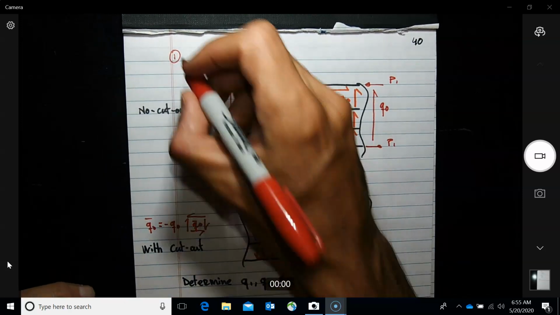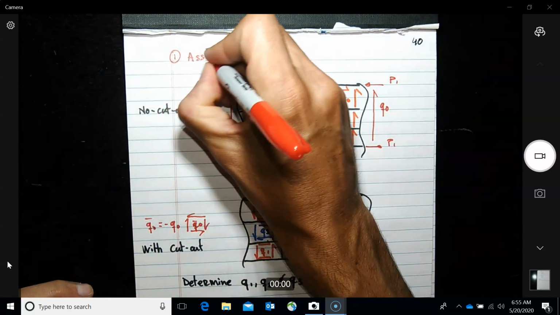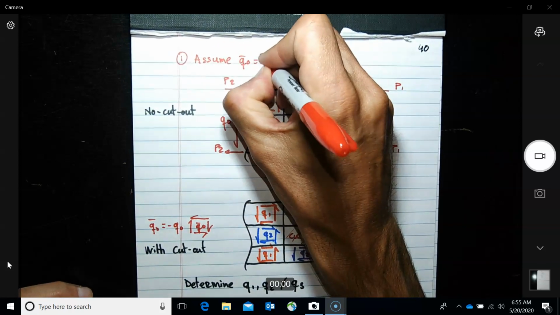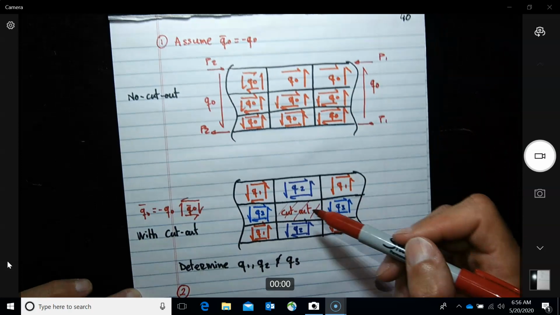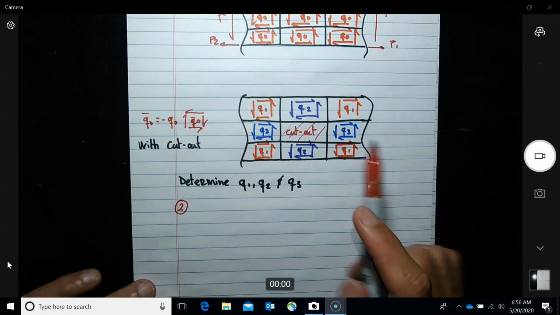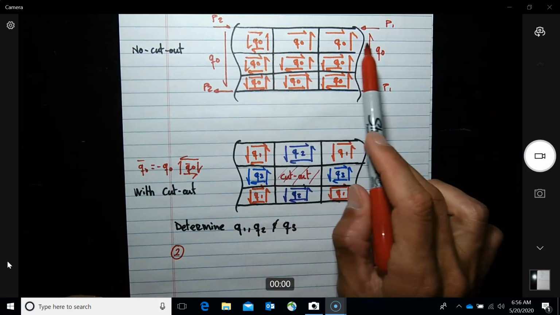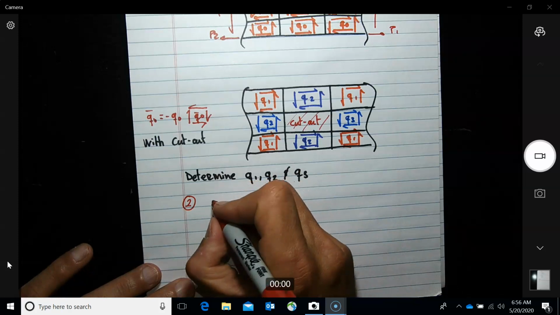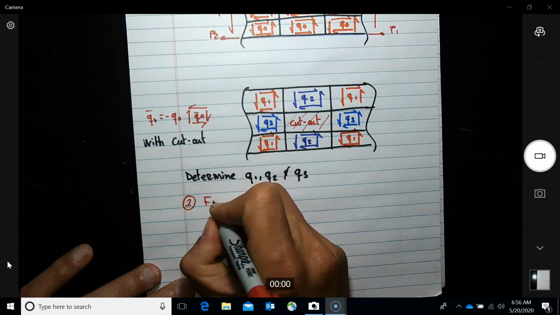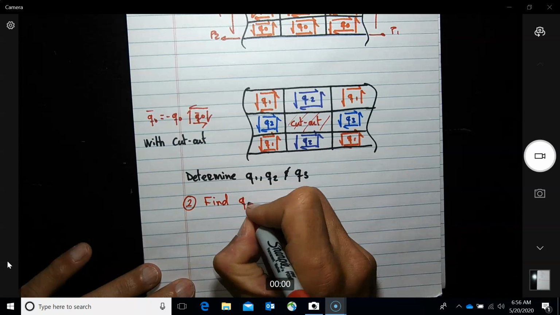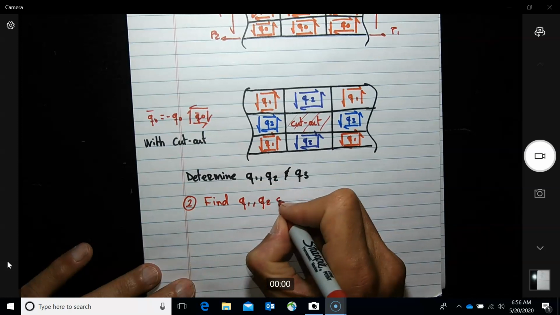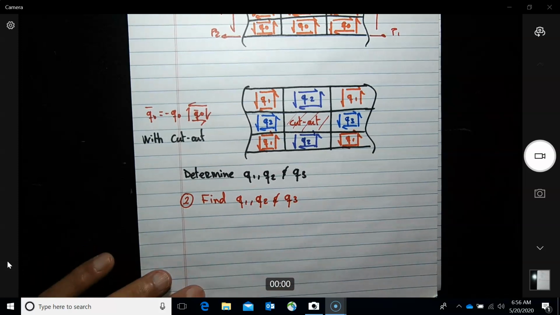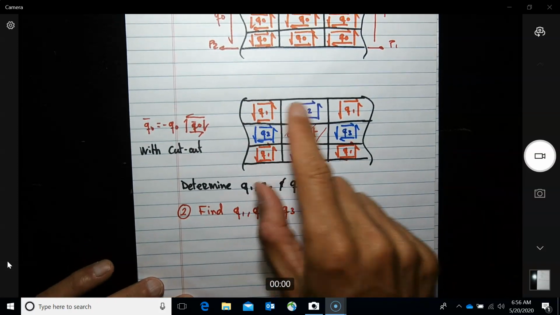So step 1 was to assume Q sub naught bar equal to minus Q sub naught in the cutout panel, so we have 0 over here. And now we need to determine how this will affect the shear flows over here, Q1, Q2, and Q3. So now we need to find here Q1, Q2, and Q3. Okay, and this is done just by looking here at those stiffness.